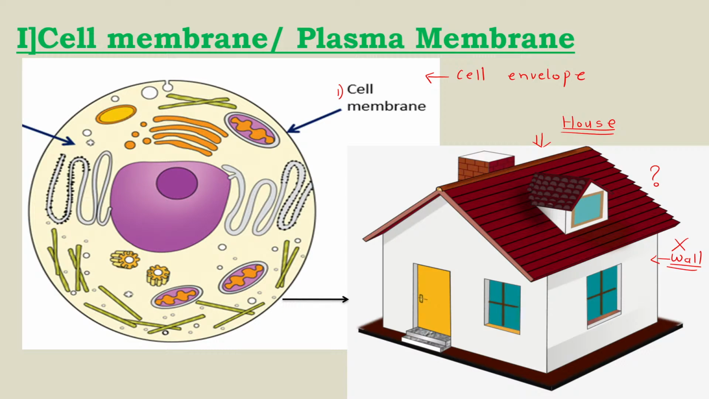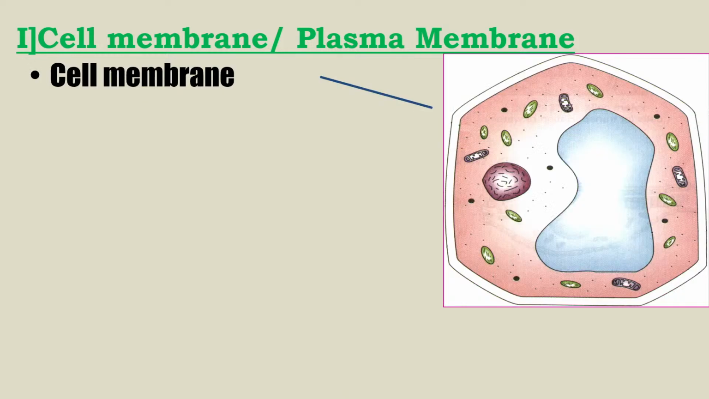Yes, very nice. Vignesh has said anybody can come in and out of the cell if there is no wall. So walls are very, very important to restrict the entry of people coming into the house. Similarly, the cell membrane is that important. Let us try to understand the structure. The outer covering of the cell is called a cell membrane.